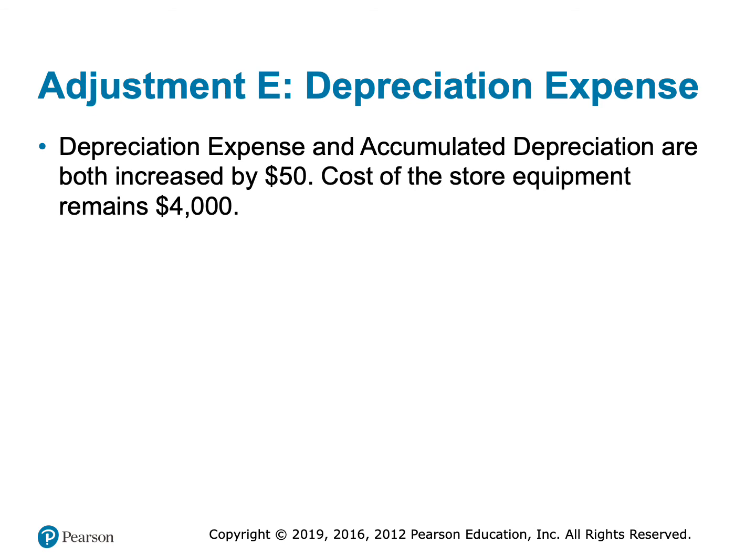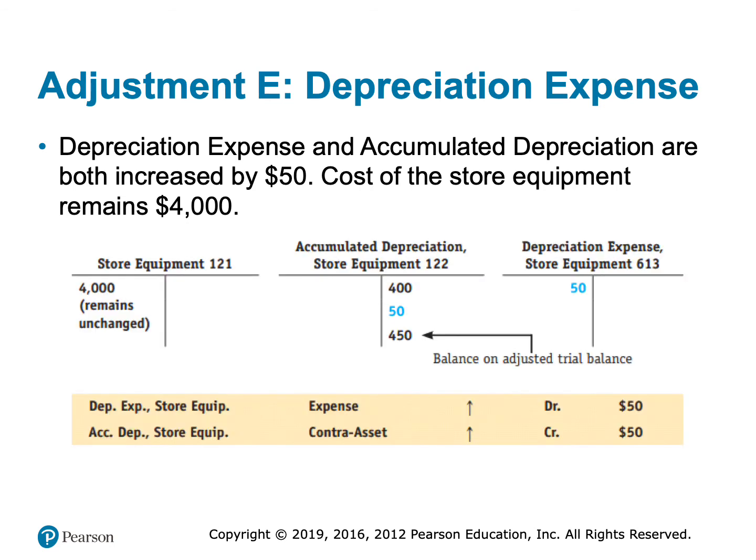And I need to depreciate my store equipment. So I'm told that depreciation expense is $50. So remember, I'm going to debit depreciation expense, credit accumulated depreciation for $50. Remember, accumulated depreciation is a contra asset. It has a normal credit balance. And then on the balance sheet, that will reduce our store equipment account.